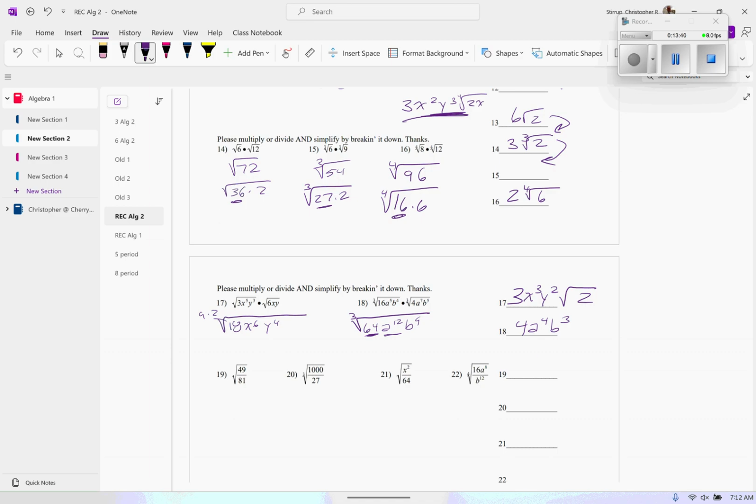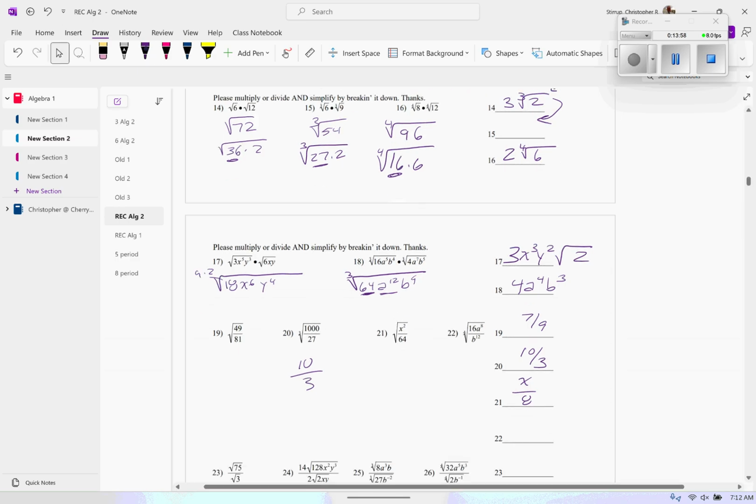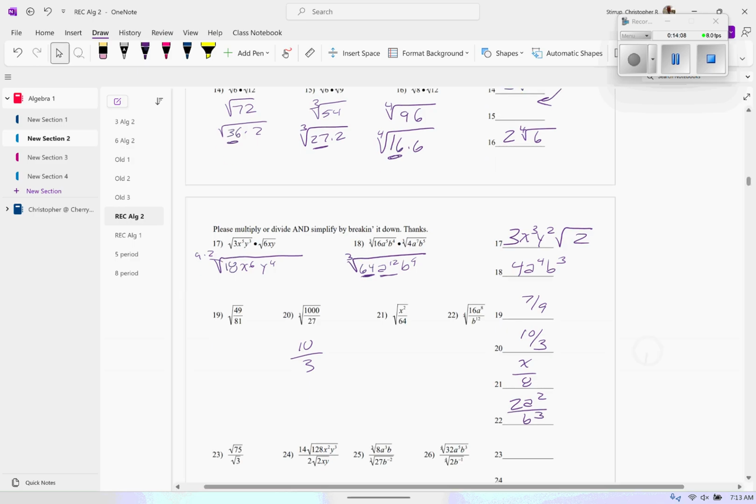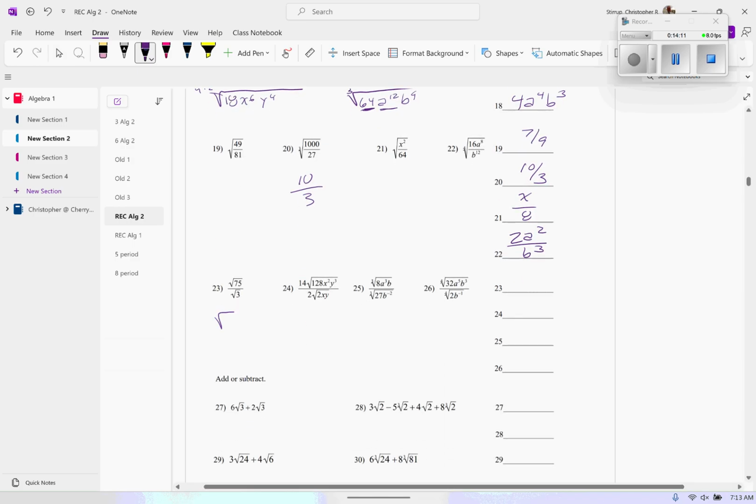This one comes out pretty nice, it's just 7 over 9. Third root of 1,000 is 10 over 3, because 10 times 10 times 10 is 1,000, 3 times 3 times 3. Square root of x squared is x, square root of 64 is 8. Fourth root of 16 is going to give me 2. Fourth root of a to the 8th is a to the 2nd. Fourth root of b to the 12th is b to the 3rd. That's going to give me root 25 because I reduce it, so it just gives me 5 for an answer.